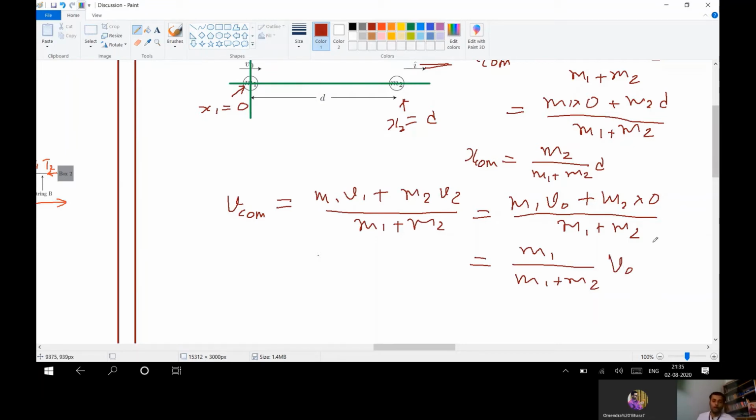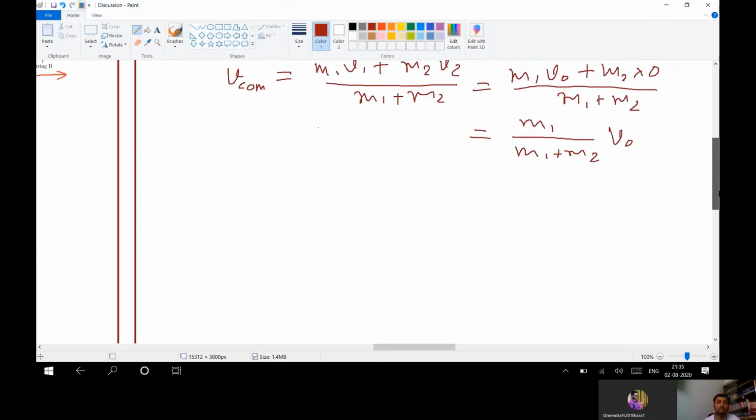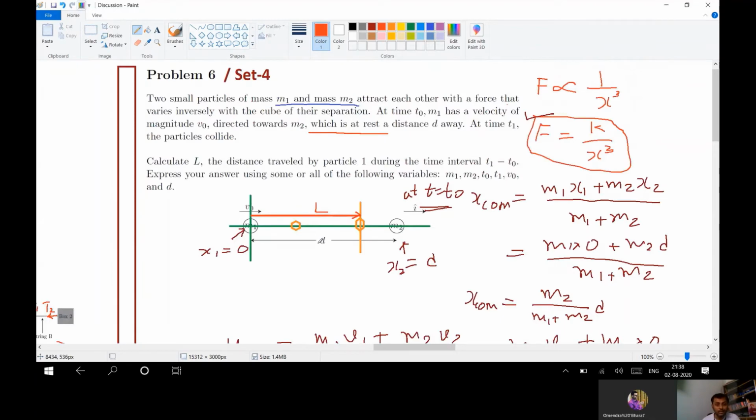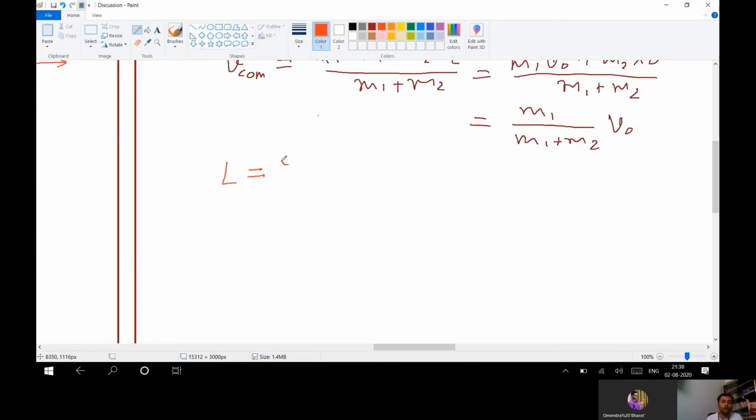Write down. Okay. Now the thing is, because there is no external force working on the system, the particle has to move with the same constant velocity, VCOM. This distance, XCOM, right? This is the distance XCOM, plus the distance traveled by the center of mass during the time interval t1 minus t0. So L will be equal to simply XCOM.